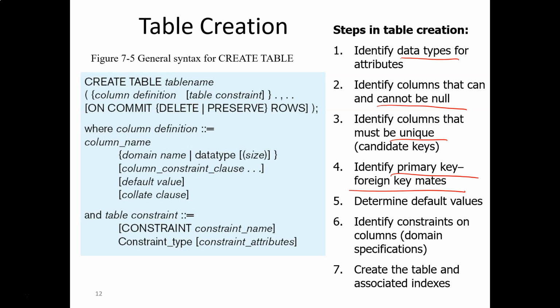You will then determine the default value and the domain constraints, so that only valid values would be inserted into these attributes. Finally, you will create indexes on certain attributes in order to improve the search speed when the table is queried. Now let's look at some examples of the create table command in the next few slides.